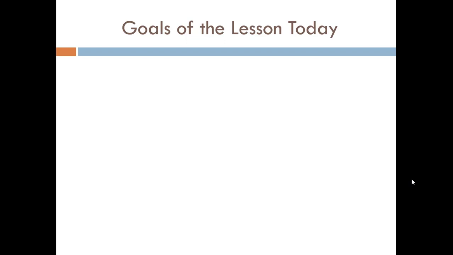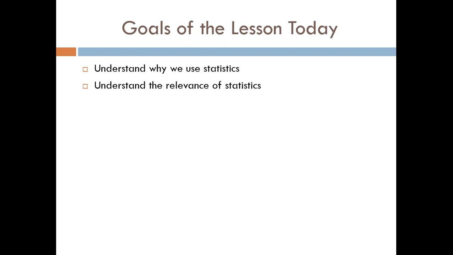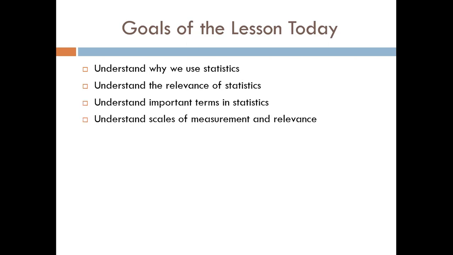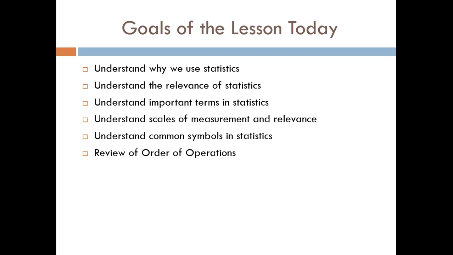By the end of the lesson, you should be able to understand the following: why we use statistics, the relevance of statistics, important statistical terms, the various scales of measurement and their relevance, or in other words, why we need various scales of measurement, common symbols used in statistics, and being a statistics course, mastery of the basic algebraic concepts will be needed. In this chapter, we will review the order of operations. Finally, it's important that you are able to differentiate between relationships and experiments.